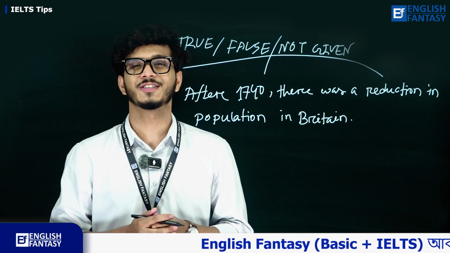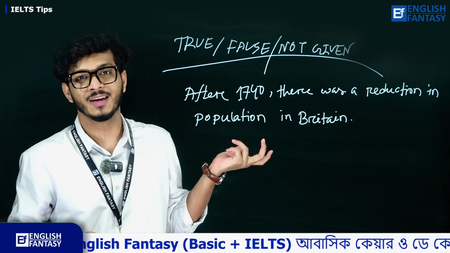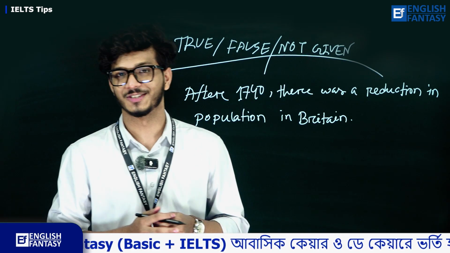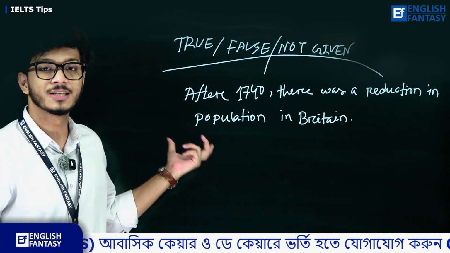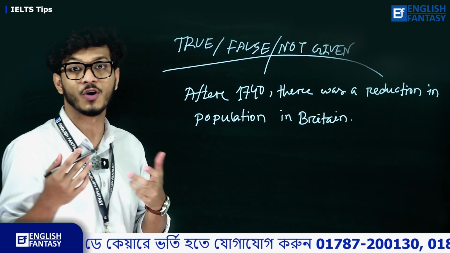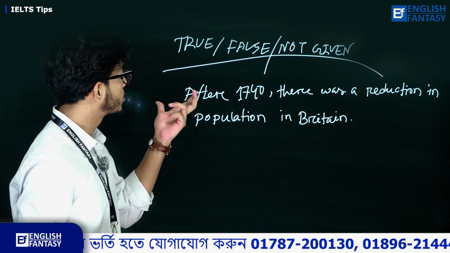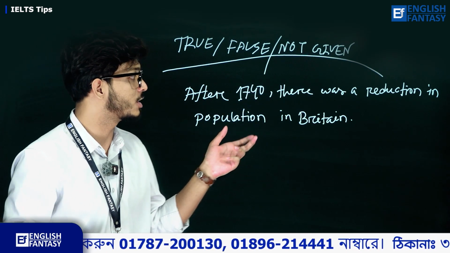In this video, we will discuss the most complicated topic, true, false and not given, and it is actually the most controversial topic. We have an example and we will discuss how they actually make it true, false or not given. Here is our question: after 1740, there was a reduction in population in Britain.